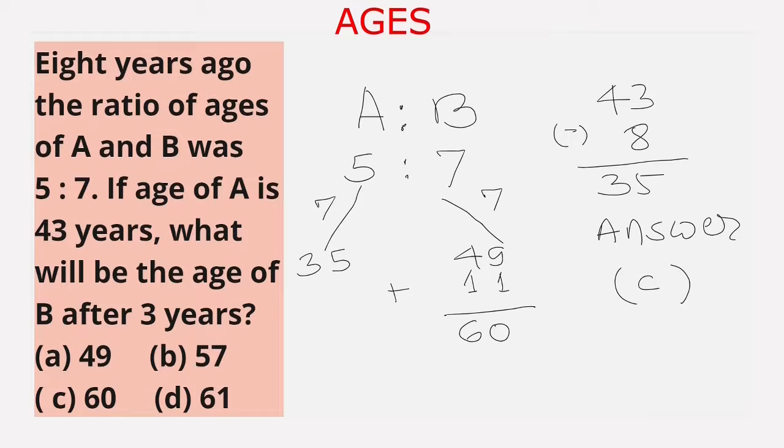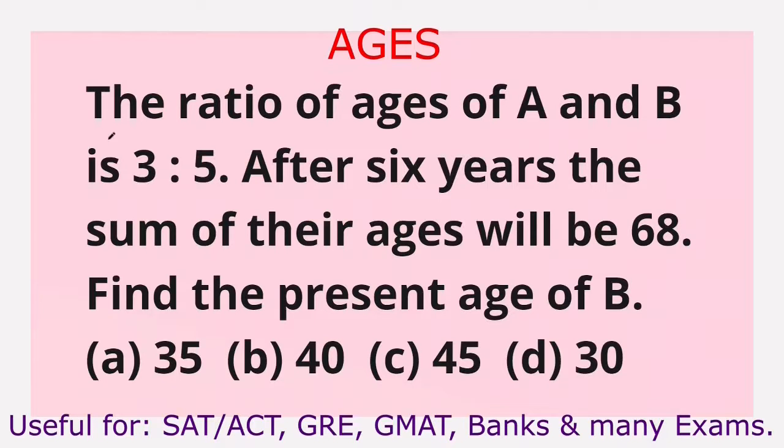We go to the next question. Our question is, the ratio of ages of A and B is 3:5. After 6 years, the sum of their ages will be 68. Find the present age of B. The given options are option A 35, option B 40, option C 45, option D 30.